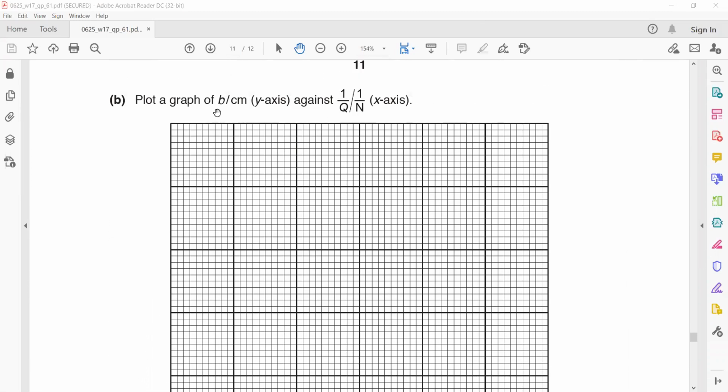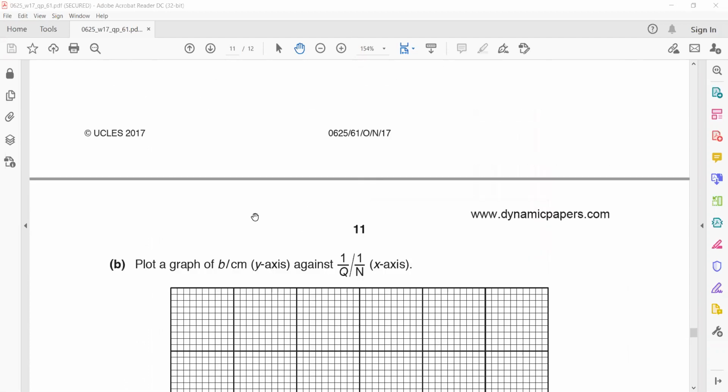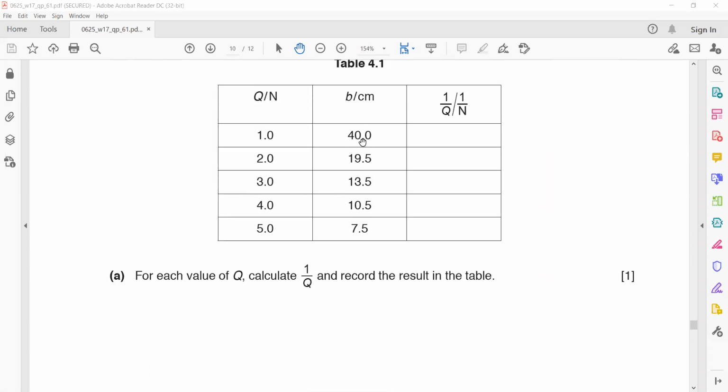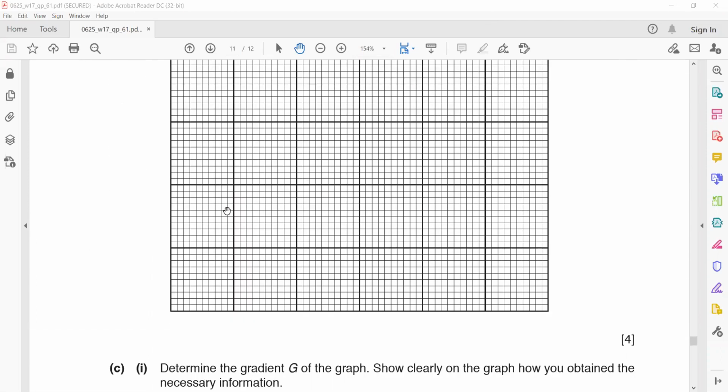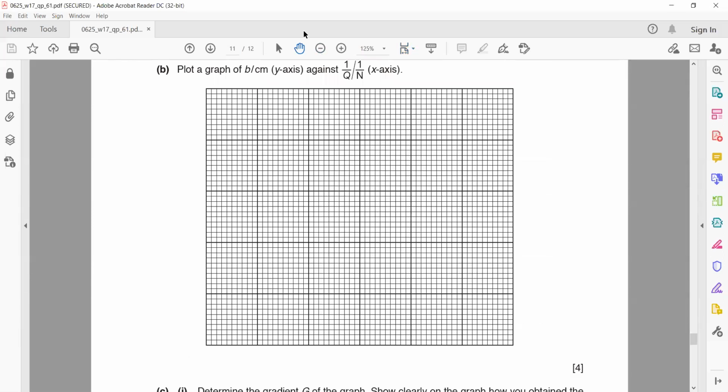Plot a graph of b on the y-axis against 1 over q on the x-axis. So first, b is on the y-axis. What are the values of b? The maximum value is 40 and the minimum value is 7.5. So I have to select a scale so I can have these values. The maximum I can have is 40. For example, if this was 10, 20, 30, 40. And this one is b, which is in centimeter.